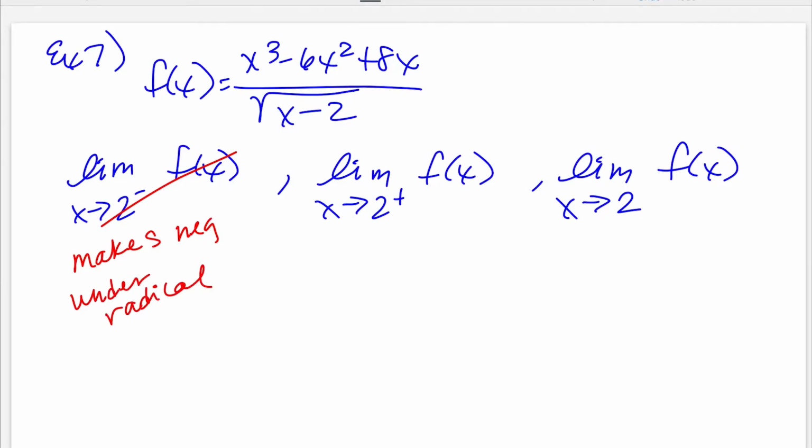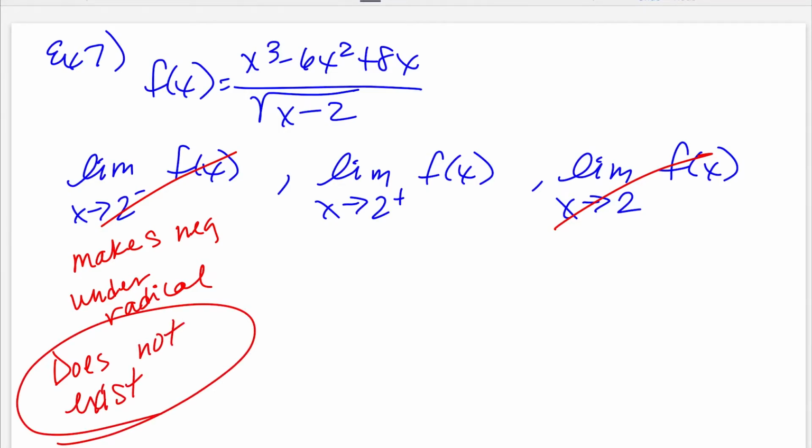And if I can't approach from the left, then I can't have my full limit at all, because the only way you can have your full limit is if the left and the right agree. And this one does not exist. Because my limit from the left does not exist, I cannot pull that off. Does that make sense? Okay, so the only thing I can do is take my limit as x approaches 2 from the right.